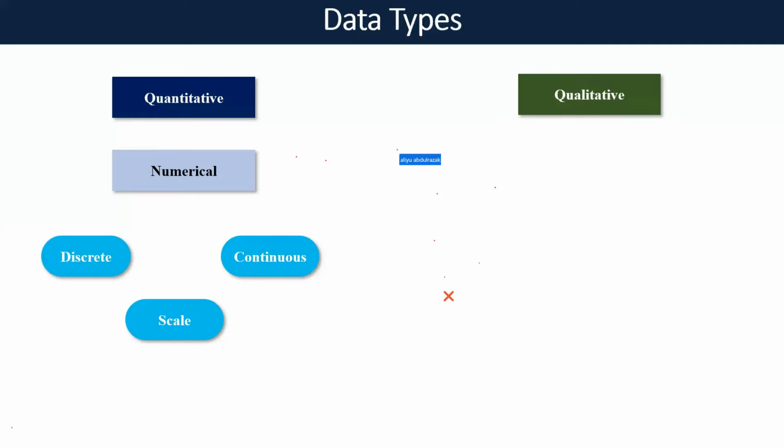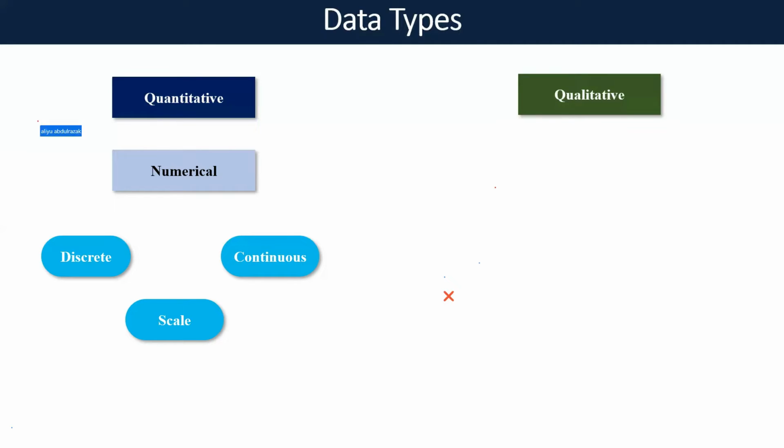So it can be anything. But when we say numeric, we only mean a numeric. So that's what it means. Please understand this. Okay, so scale number: anything that is a number is a scale data type.